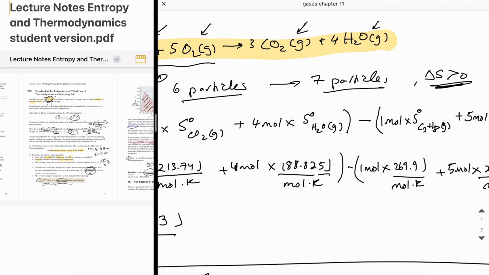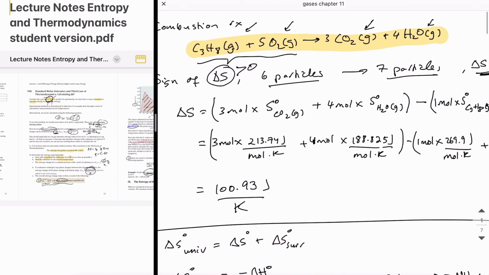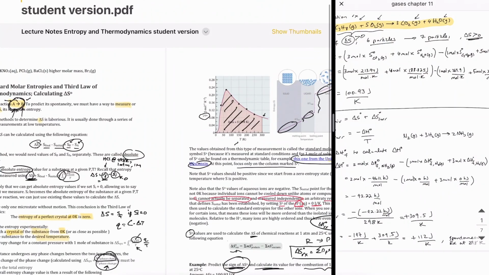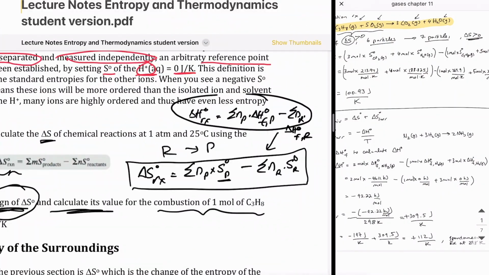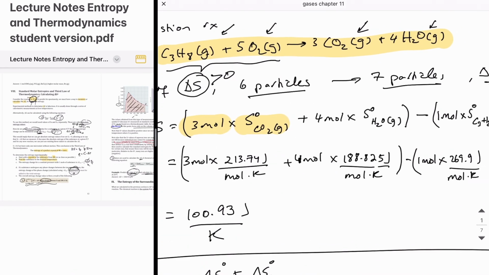Now that we have our absolute molar entropy, we can actually calculate the delta S value. We don't just say it's positive, we can actually find out what the number is. To do that, we're going to apply that formula I was just telling you about, with the S of product times its number of moles minus the S of reactant times its number of moles. So we're going to apply it to this equation. In this case, I'm going to have 3 moles times the absolute entropy of carbon dioxide because the coefficient of the carbon dioxide is 3, plus 4 moles times the absolute entropy of water in the gas state.